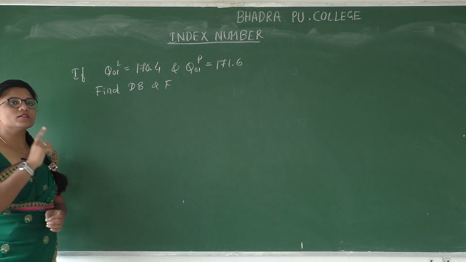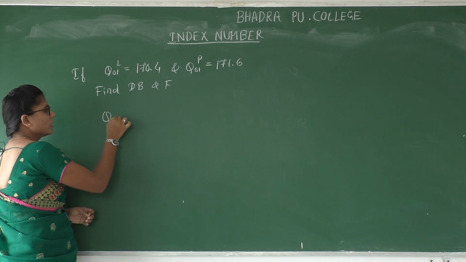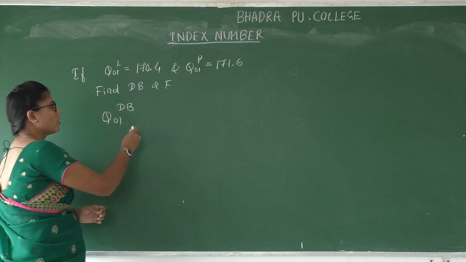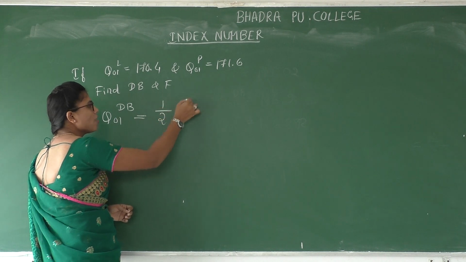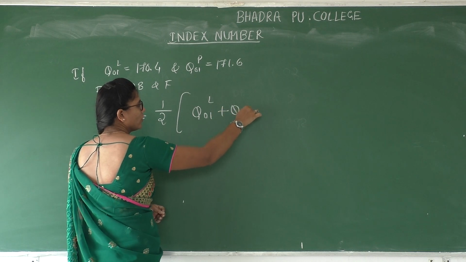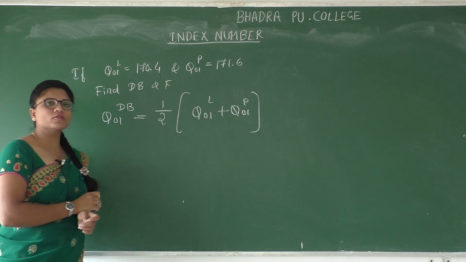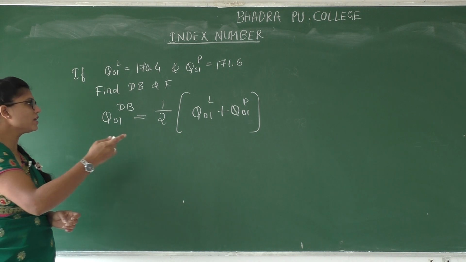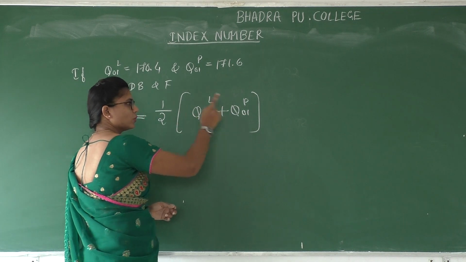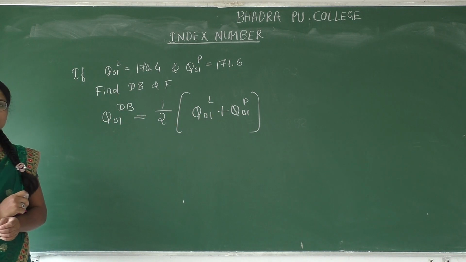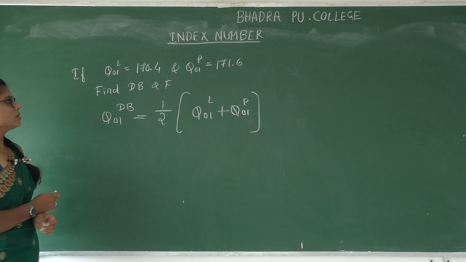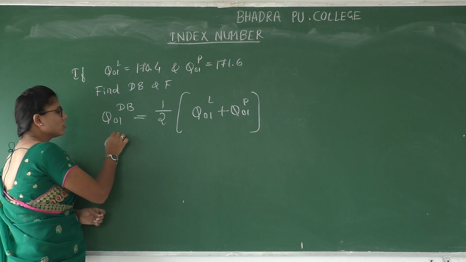We need to find out Q01 DB. The formula is DB is equal to half into Q01L plus Q01P. In price index number we had P01 DB is equal to half into P01L plus P01P, but since it is a quantity index number, we write Q in place of P.